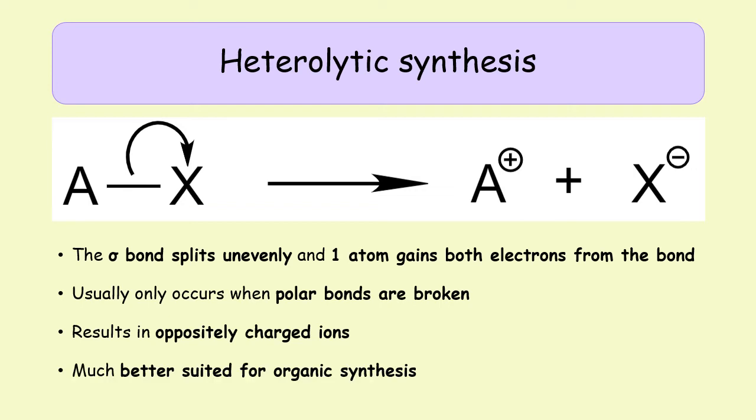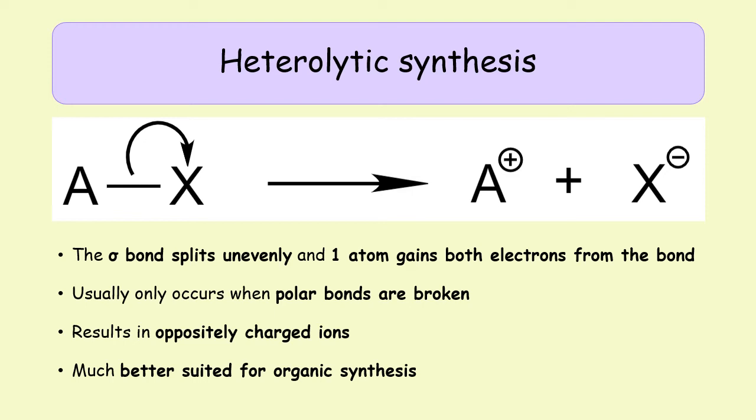It is much more controlled. We will always know what a positive ion will do and what a negative ion will do, because opposites attract, like charges repel. So if we generate ions, we can better control what those ions will then do. So this is the type of fission we want in synthesis reactions. And pretty much every example from this point onwards, we will be looking at heterolytic fission.